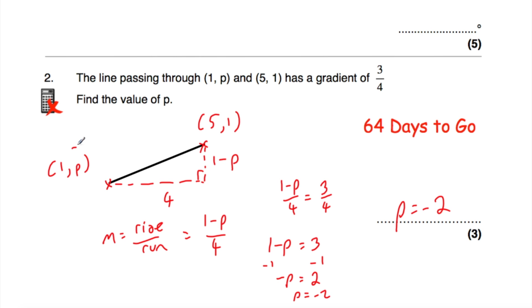If this is equal to negative 2, the run's equal to 4, and the rise would be equal to negative 2 going up to 1 would be 3. And 3 divided by 4 is 3/4. And that's it. So p is equal to negative 2. And if you got that, well done.